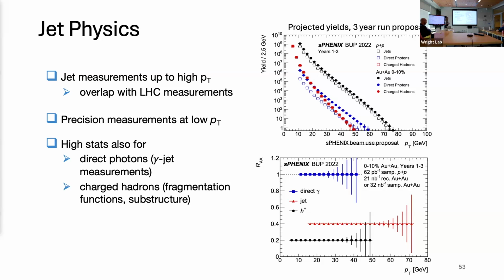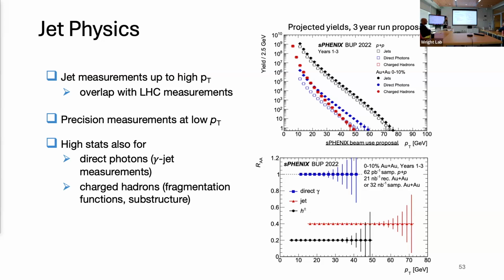Where the LHC measurements can't really go is down to very low pT because of the large backgrounds. And so that's where sPHENIX can really contribute, down to very low pT at these big energies, and provide comparison both in the same region as the LHC and down to lower energies.